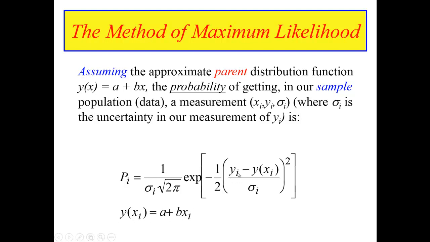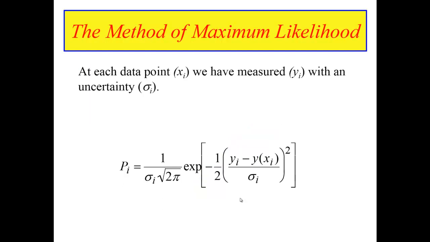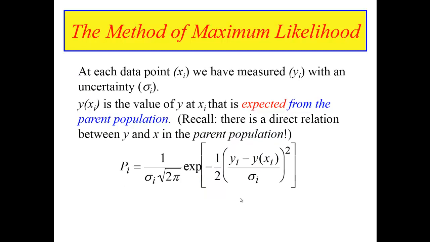The y sub i is the individual data point that we measure at a value x sub i. The y of x sub i is the value that we would get based on this expected functional form. So the quantities that match up here, the x sub i values, the y sub i values, and the sigma sub i values should be fairly clear. At each data point, we've measured y with a particular uncertainty. So y of x sub i is the value of y at that particular data point x sub i that's expected from the parent population.